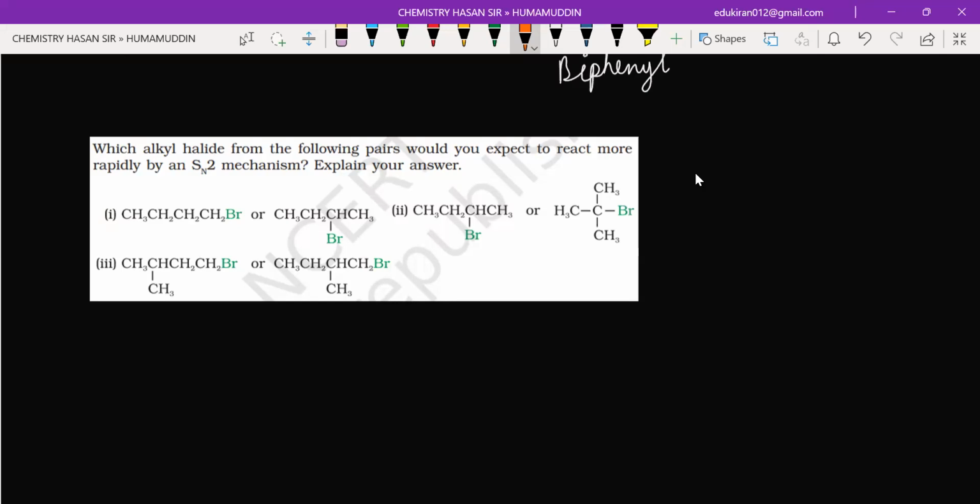Are you done with this? Very good. I'm just going to take it in this one. SN2 mechanism, this will be faster. In this one, this is 3 degree, this is 2 degree, so this will be faster. Both have 1 degree, but this will be faster because this CH3 will cause steric hindrance. So in this way, both of you got the right answer. Yes.